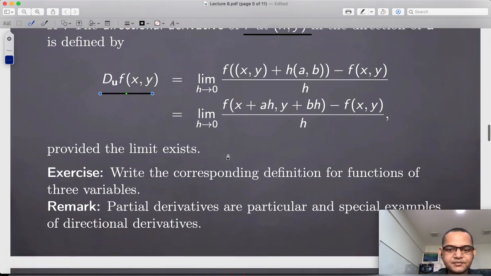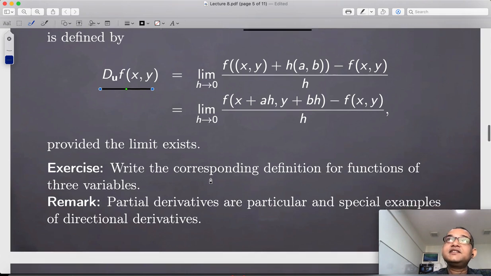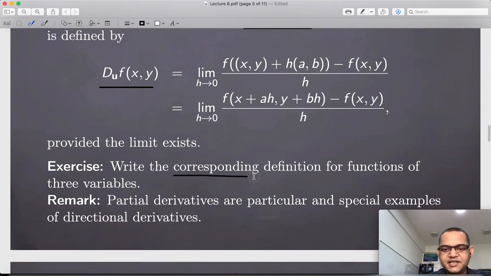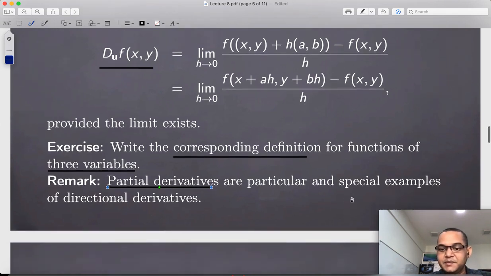Okay, yeah, so as I always tell you, always write down the definitions and the corresponding ideas for the remaining part, which is here the functions of 3 variables. I have just defined this thing for functions of 2 variables. You can just complete it, and as I have been telling you, the partial derivatives are just particular and special examples, and they have got special notations as well.